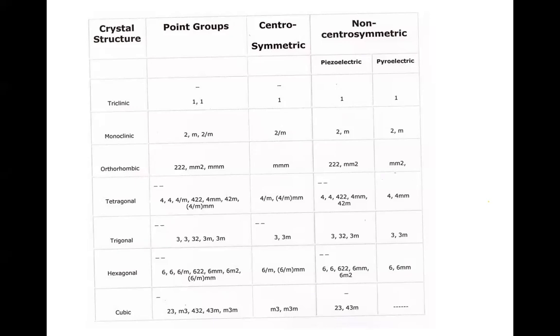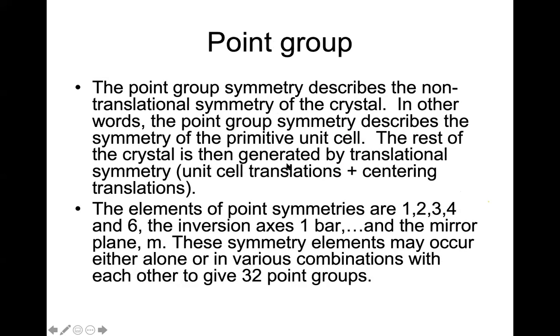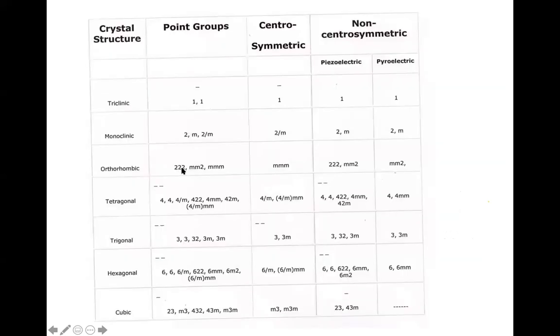Okay. So many people make this mistake. Now orthorhombic, I told you: 222, mm2, or mmm. I will go back. You see, orthorhombic has 3 mutually perpendicular mirror planes or two-fold axes, or a combination of these. So this is clearly orthorhombic, clearly different from monoclinic.